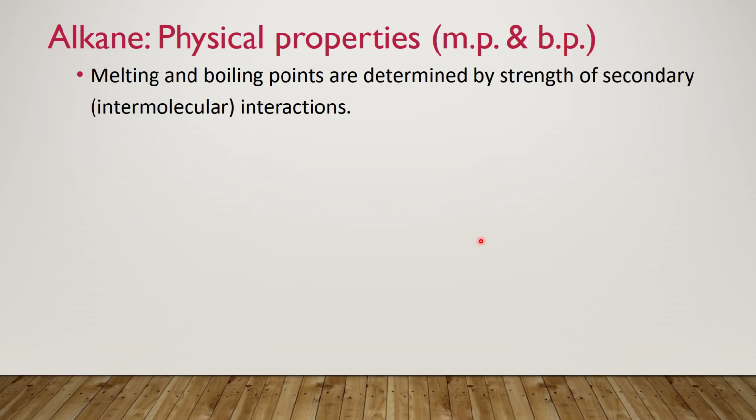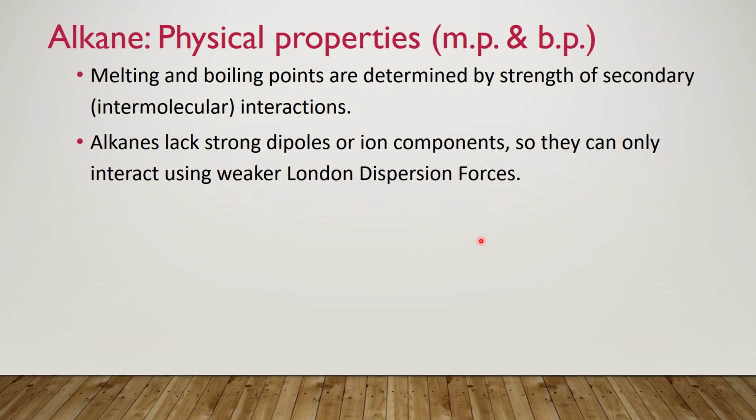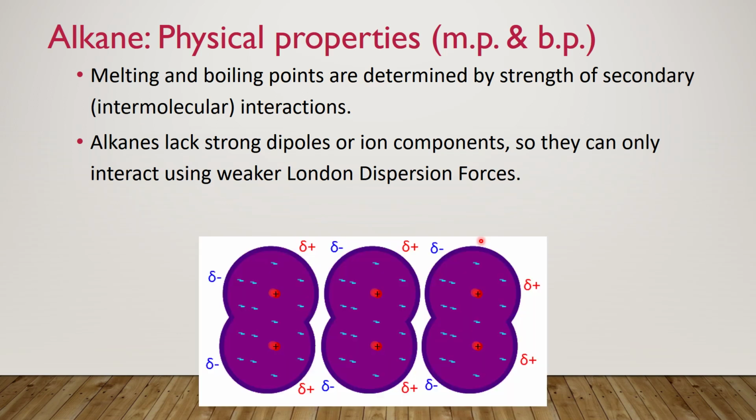Now, the next physical property is the melting and boiling points of the alkanes, and these are determined by the strength of the intermolecular interactions. Our alkanes lack dipoles, a permanent large electronegativity difference within the molecule, as we saw with carbon and hydrogen from before. They also lack a permanent charge component, so they can only interact using weak London dispersion forces. Here we have a diagram describing this.